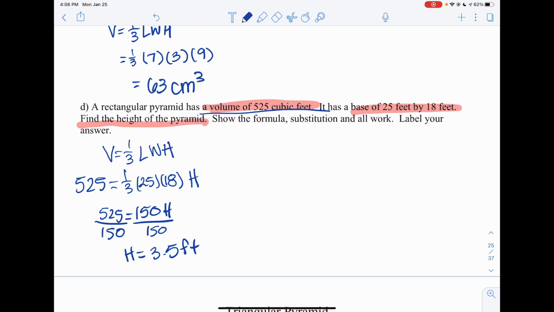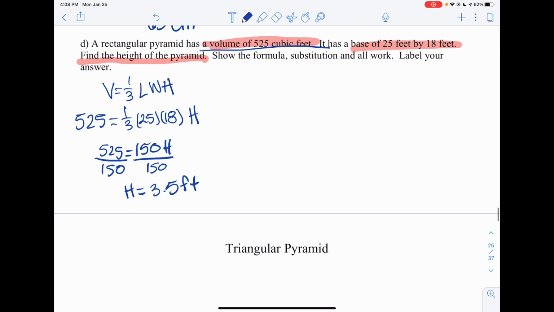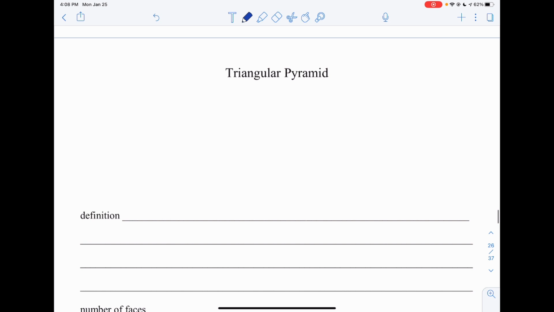I don't have that exponent because we are not dealing with volume. We are dealing with just height. Okay. All right, and once again, if you feel like you need to review the rectangular pyramid once more, go ahead and go back now. If you feel comfortable enough where you don't need to review that, go ahead and flip to triangular pyramids. Okay, and that's the last pyramid we are going to learn today.